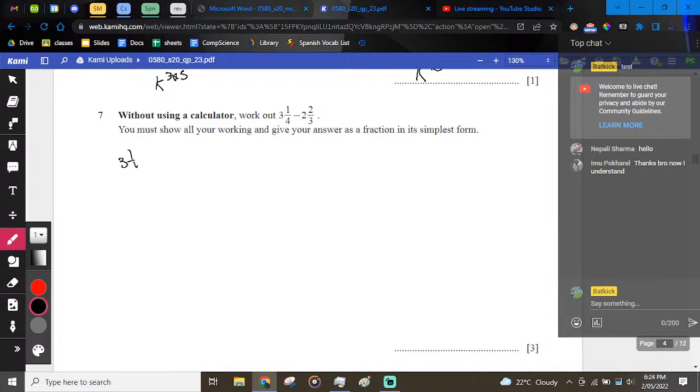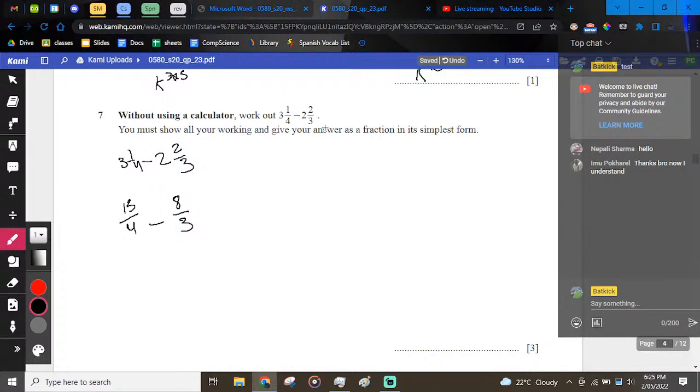So 3 1/4 minus 2 2/3. Turn that into 3 times 4, 12 plus 1, 13. 13 over 4 minus 2 times 3, 6 plus 2, 8. 8 over 3. And now we need to make the denominators match.